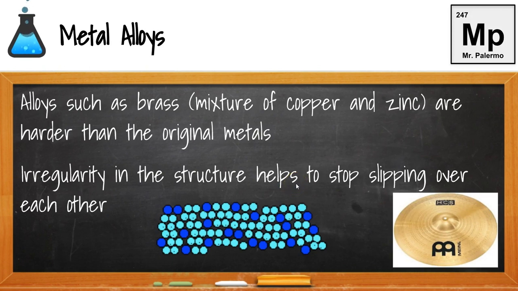Metal alloys are things like brass, which is a mixture of copper and zinc, and are much harder than their original metals. This is due to the irregularity in the structure, which helps stop that slipping. So if you look here, these irregularities stop the slippage of the metals sliding past each other, and makes it harder.